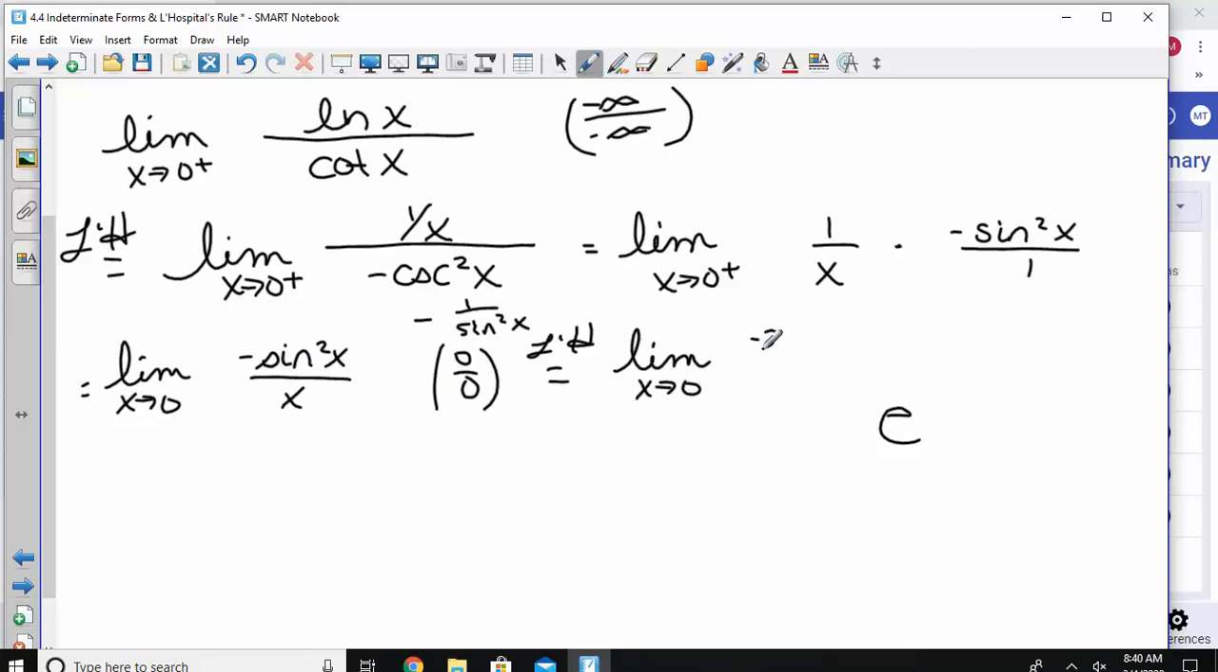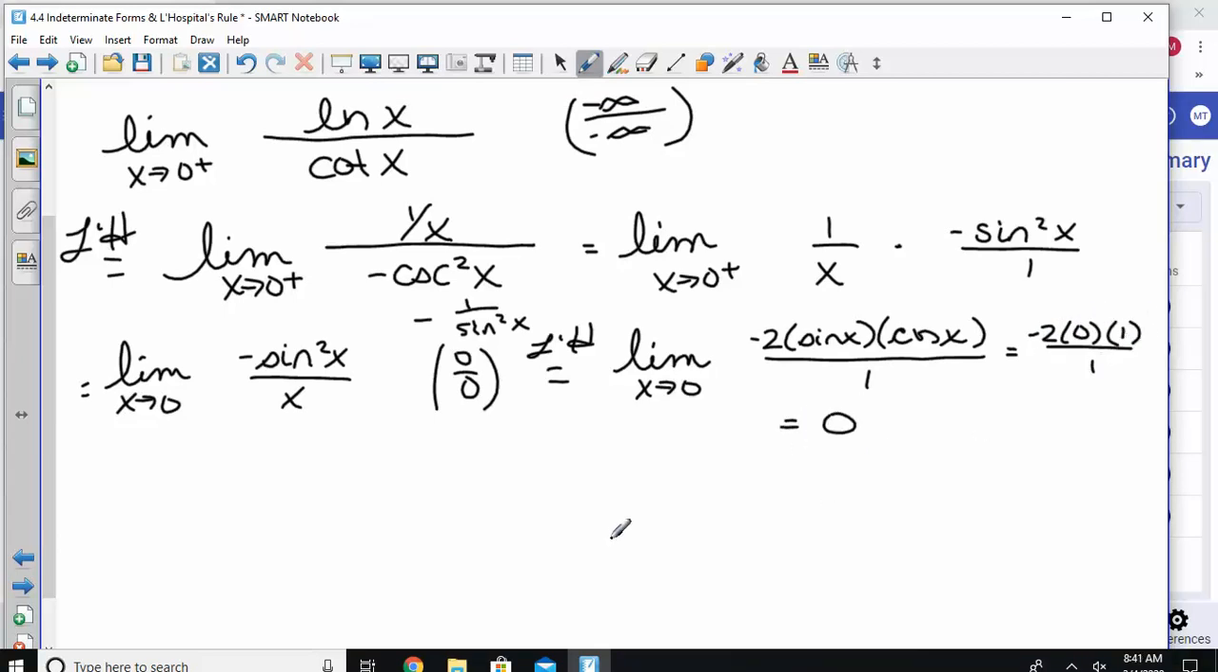So the 2 would come down, inside stays the same. Derivative of the inside, derivative of sine is cosine. Over derivative of x is 1. So we have negative 2, sine of 0 is 0, cosine of 0 is 1, over 1, and we get 0. So final answer then would be e to the 0 power, which is 1.